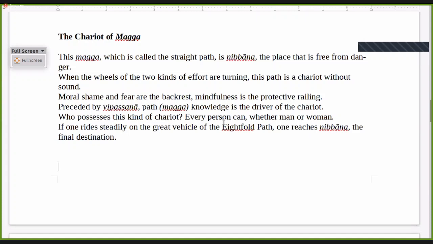So this mega vehicle can be possessed by anyone. When the monk practices, when the monk rides, he can reach Nirvana. When the nuns, female or male, young or old, anyone can ride this mega vehicle. So today we go to the story.